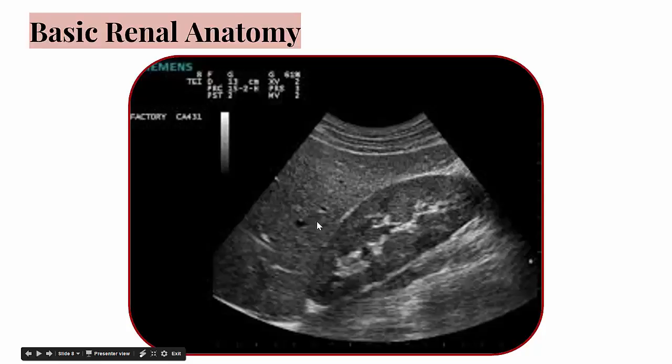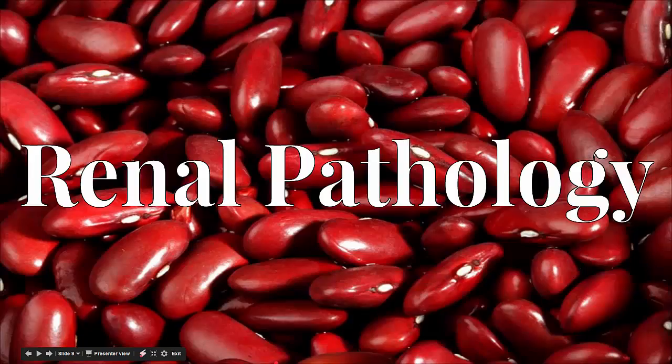And this is also a right kidney. You can see the liver is up here. So next, now that we've talked about normal, let's talk about what pathology looks like.